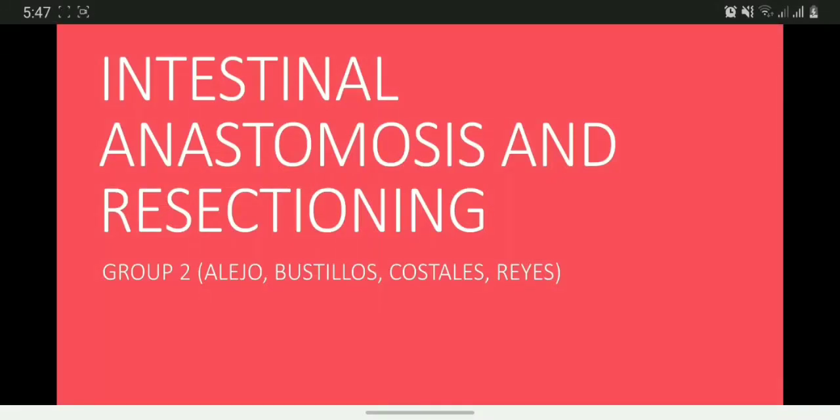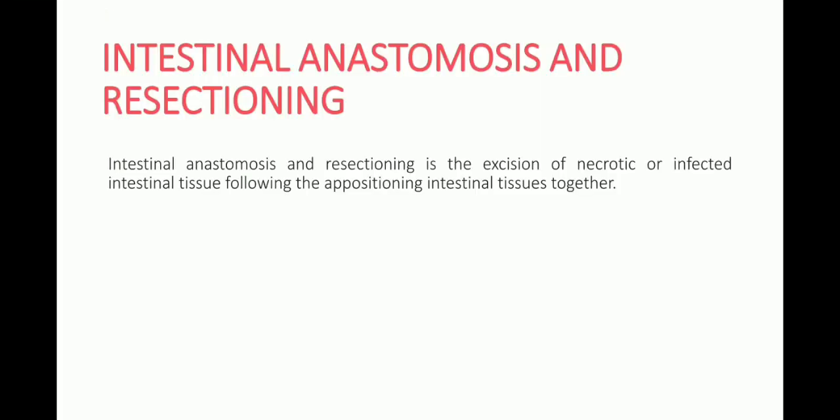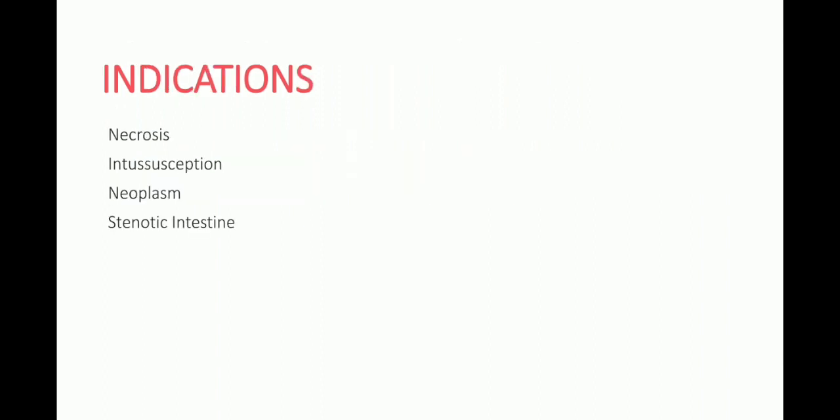Intestinal anastomosis and resectioning. By definition, it is the excision of necrotic or infected intestinal tissue following the positioning of the intestinal tissues together. It is indicated for the removal of infected or necrotic tissues, irreducible intussusception, neoplasm, and stenotic intestine.